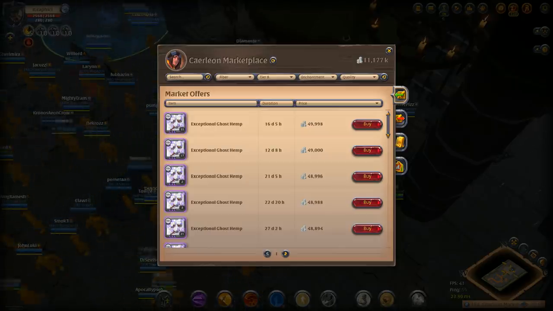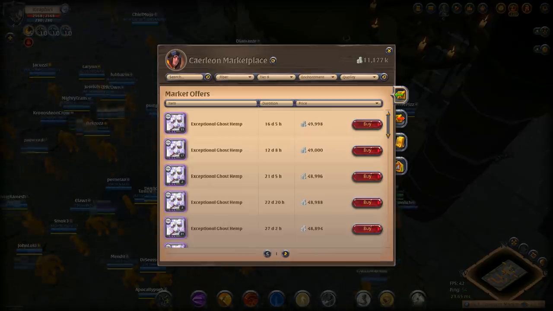Today we're going to be looking at what makes you the most money when gathering. There's a lot of different resources you can gather in Albion Online, and we're going to look at which ones make you the most profit.